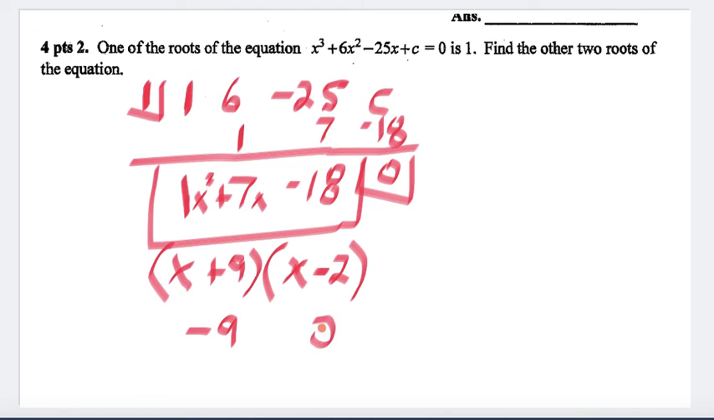I didn't explain that much there. You probably have to have been in Algebra 2 in order to get those answers and to understand what I did.